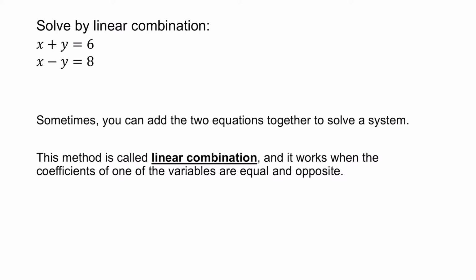It really works well when the coefficients of one of the variables are equal and opposite. You can see in this example here, the coefficient of y is equal and opposite. So when I add these two equations together, the y terms will cancel out, so I can use linear combination to solve this system. Before we get into solving, I just want to remind you of a few things.